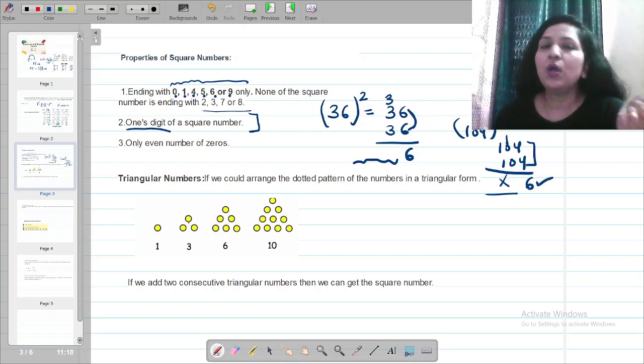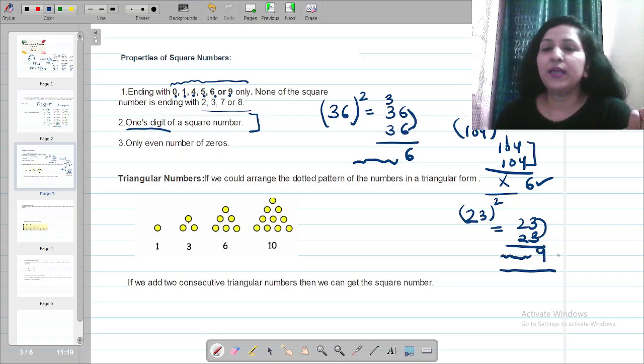Now if I ask you, what is the ones digit if I am finding 23 square? Please calculate what will be the ones digit if you find 23 square. That is 23 multiplied by 23. 3 into 3 is 9, and we are not bothered about the number here. Answer is 9. In this manner, you can easily find out what will be the ones digit of the square of a number without actually finding the square.